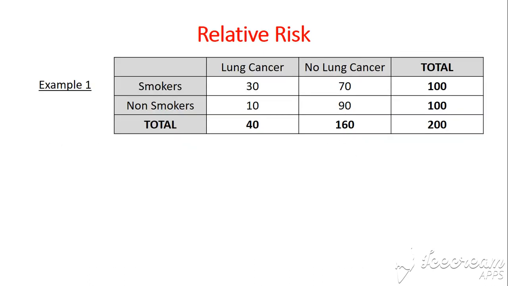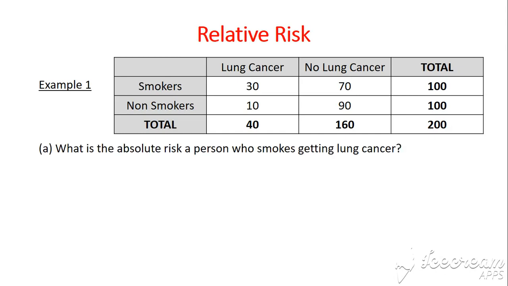All right, here is our first example we're going to look at in this video, and in the next video we'll look at example number 2. So this table is about smokers and non-smokers and whether people got lung cancer or no lung cancer during their life. We've got 200 patients altogether.